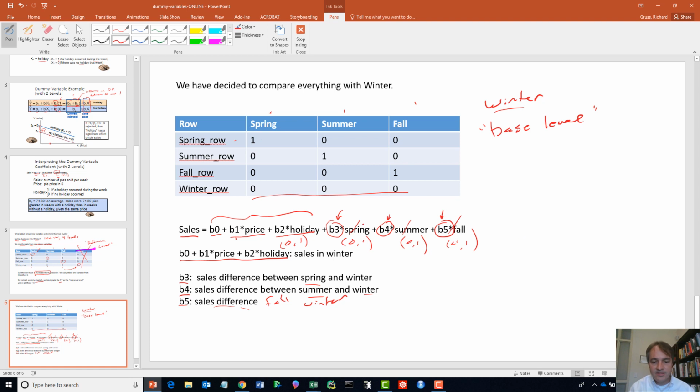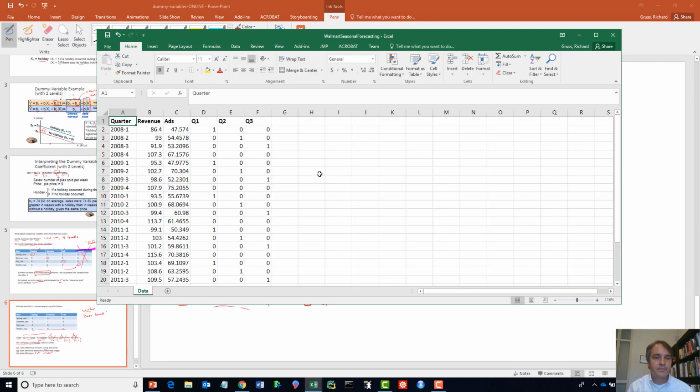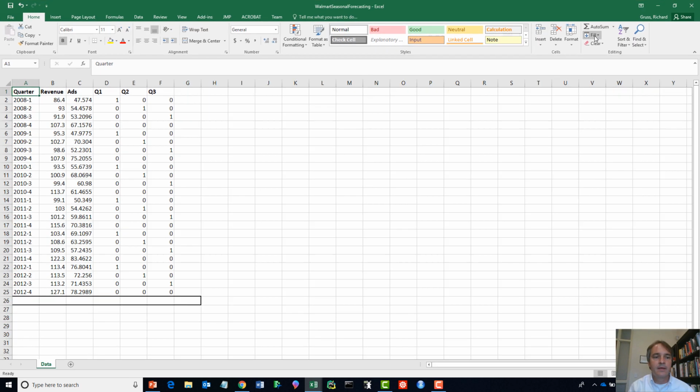Okay, so let's take a look at an example, and you'll see more of this sort of thing when we do forecasting later. I've got data here, and incidentally, this is actual real data. This is revenue for Walmart.